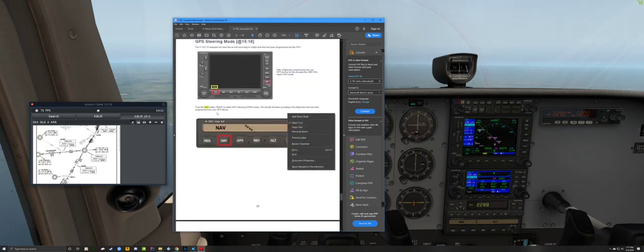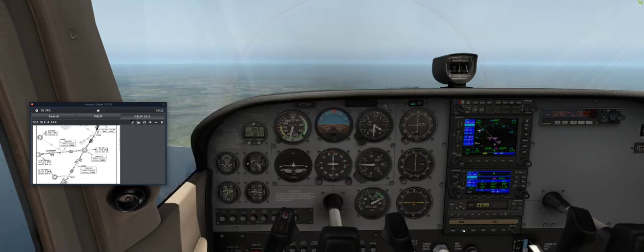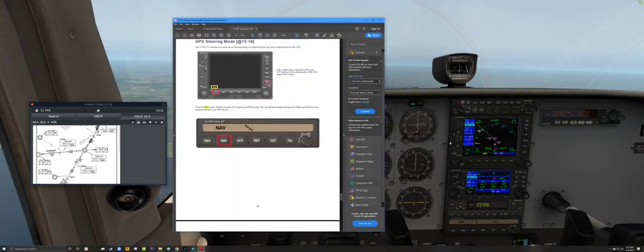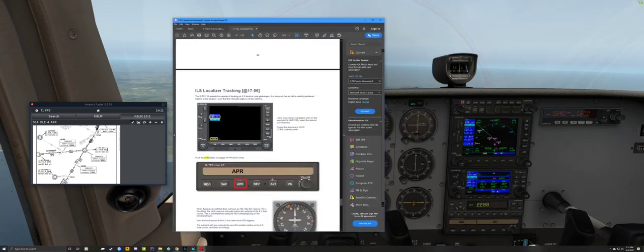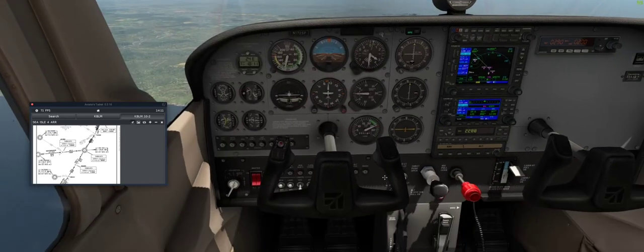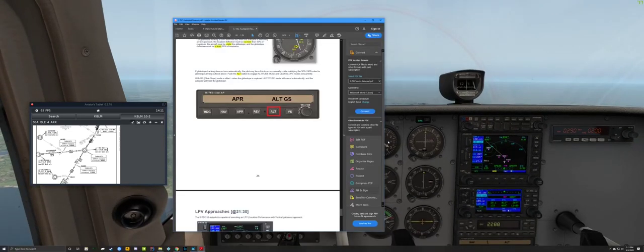It says push the NAV button twice to select GPS steering mode. The aircraft will steer according to the flight plan that has been programmed into your GPS device. That's why we had to press this a couple times to get that lit, to get it to fly our GPS flight plan. And everything you want to know about how to use the Autopilot, it can do a lot more than what I'm going to talk about today.